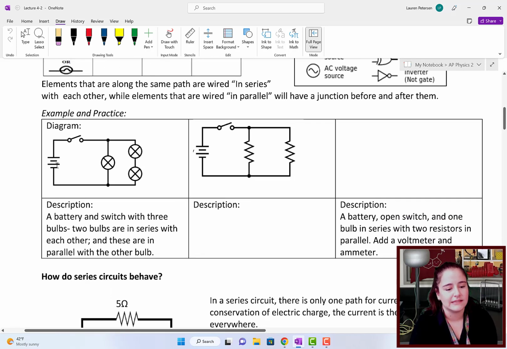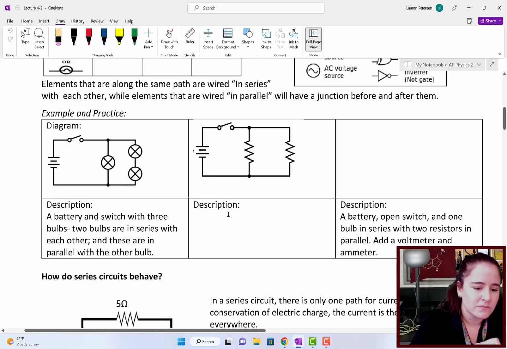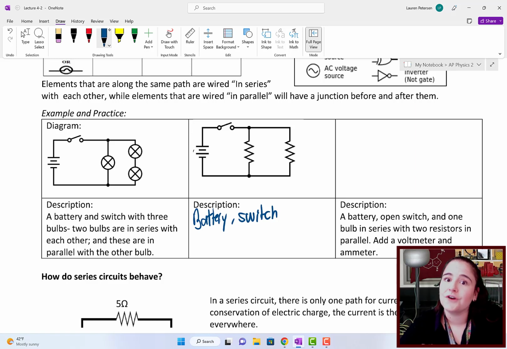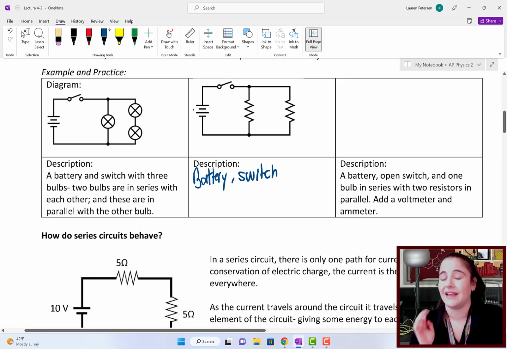Right here, we see this is the battery, we have a switch, and then we have 3 light bulbs. We have 1 light bulb in parallel with these 2 light bulbs that are in series with each other. What about this one? Well, we still have our battery and switch, and then these squiggly lines are resistors. So these are 2 resistors in parallel.